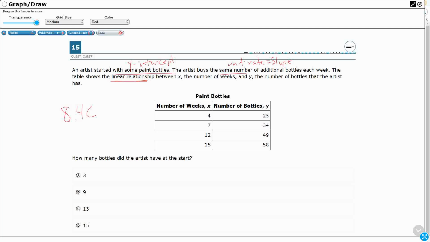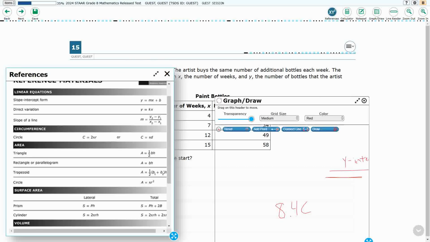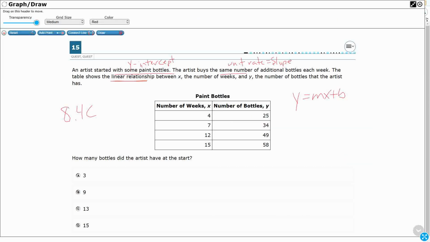I'm going to use my slope-intercept form. y equals mx plus b. I want to get into that. First, let's figure out the slope. And if we need to, the slope of a line is that m equals change in y over change in x. Right, so I can say m equals y sub 2 minus y sub 1 over x sub 2 minus x sub 1. So we can pick any values.